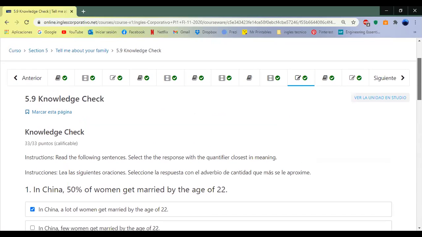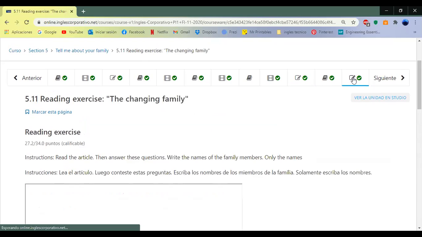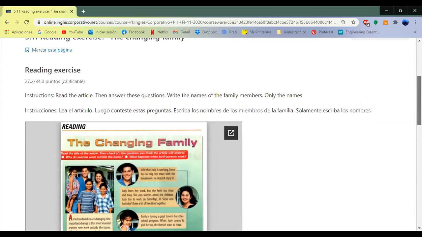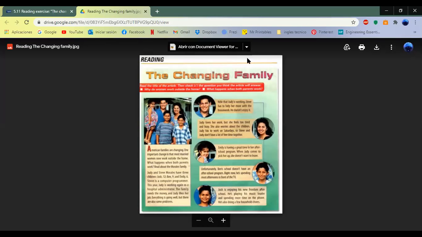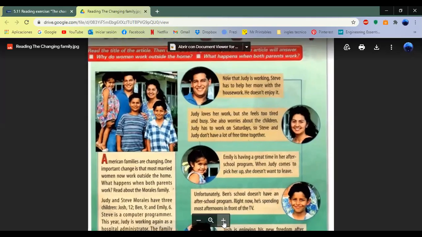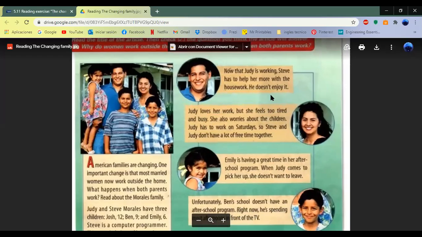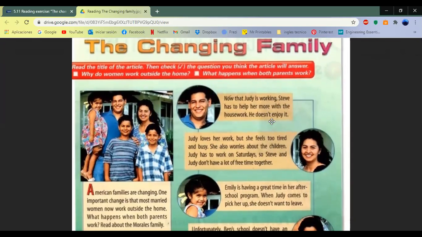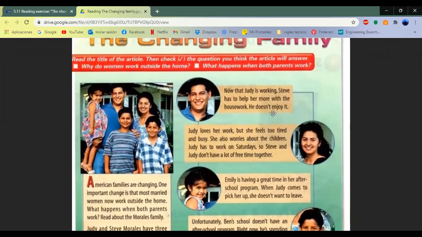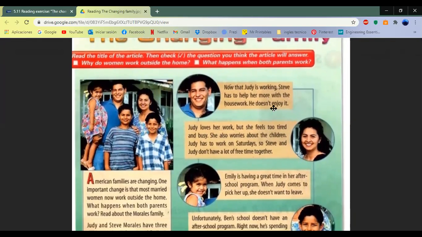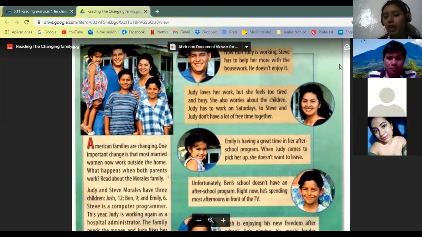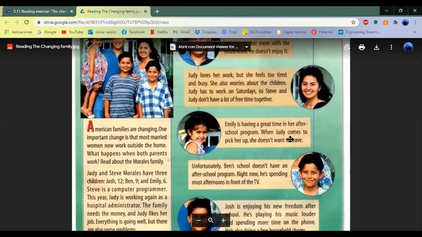Okay, so the last thing that we are going to do, we are going to read this article about the changing family. And then we are going to answer the questions that we have. Read the title of the article, then check the questions you think the article will answer. We have, why do women work outside the home? And what happens when both parents work? So we're going to begin with Raquel. The first paragraph, please.